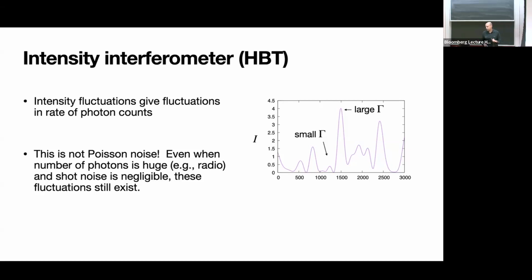Good. So, yes, this is not Poisson noise. We generically get these order 1 fluctuations in the brightness intensity of our sources for any broad band.